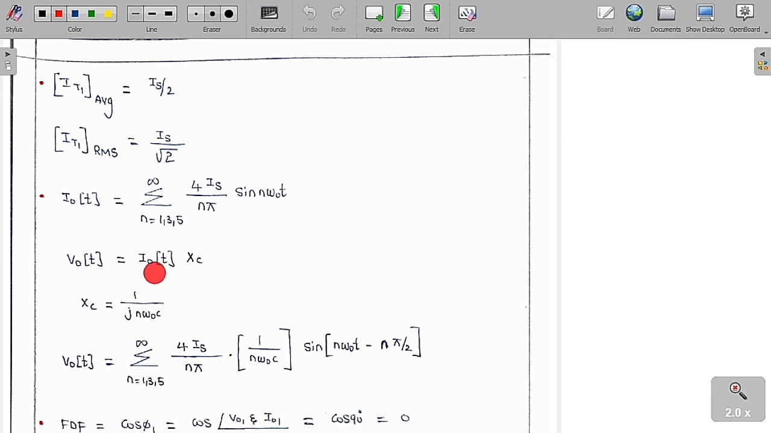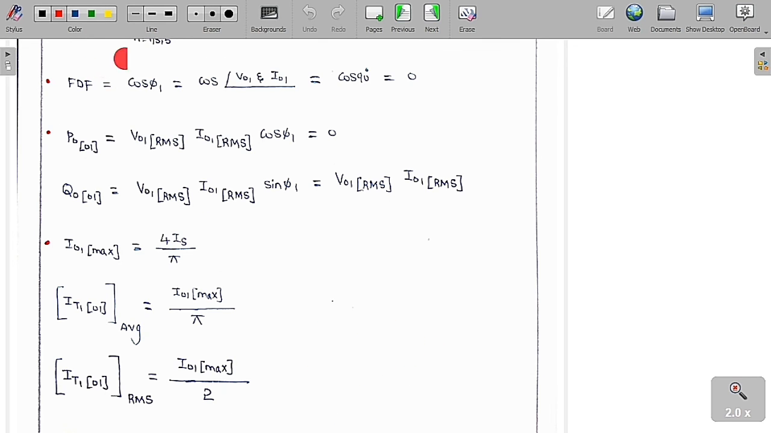So V0 of t is equal to I0 of t into minus jXc. So minus jX is equal to minus j by n omega naught C. If you substitute this expression here, we are going to get V0 of t is equal to sigma n is equal to 1, 3, 5 to infinity 4Is by n pi into 1 by n omega naught C into sin of (n omega naught t minus n pi by 2), because the voltage across the capacitor is going to lag the current by 90 degrees. So this is the expression that we are going to get.